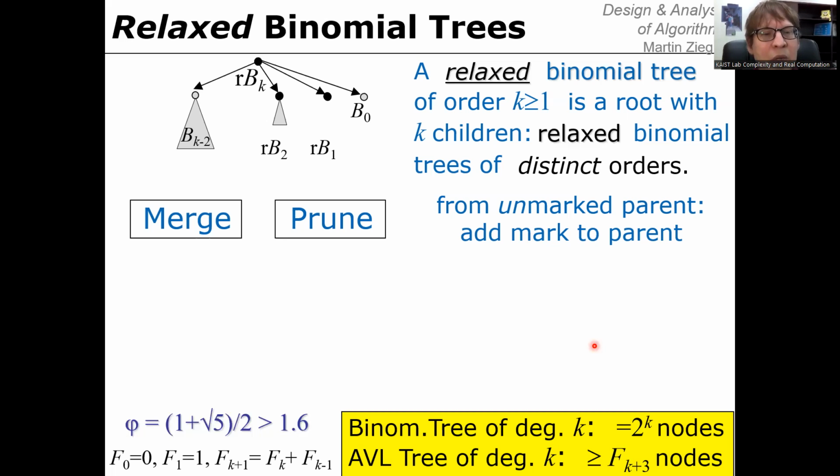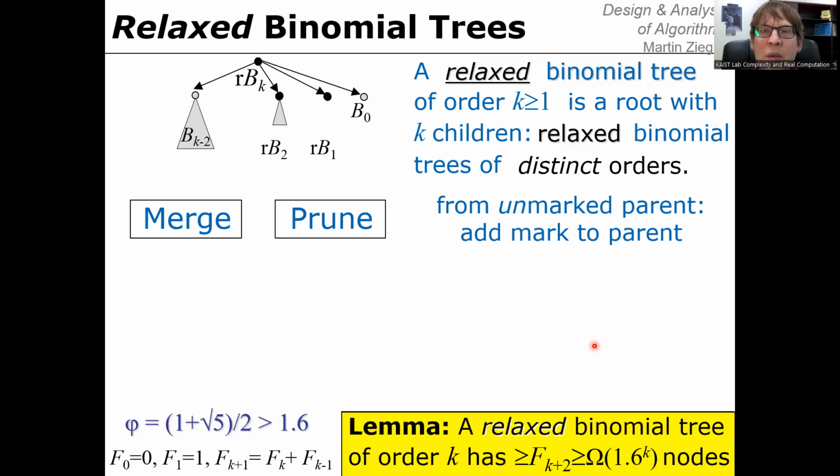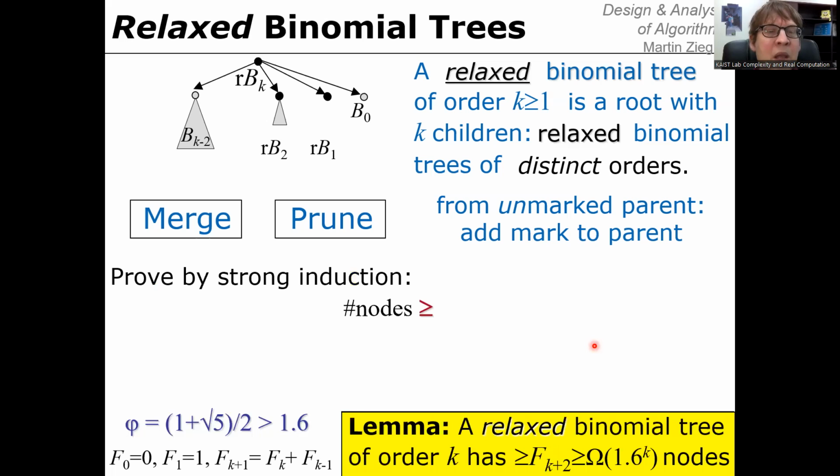And to that end, we adopt our analysis of AVL trees with Fibonacci numbers. Namely, we prove by strong induction that the number of nodes in a relaxed binomial tree of order k is at least 1 for the root, plus, here comes the induction hypothesis, F1 for the least relaxed binomial tree, F2 for the next, F3, and so on up to Fk for the B_{k-2}, right? So in the worst case, the B_{k-1} has been pruned off.